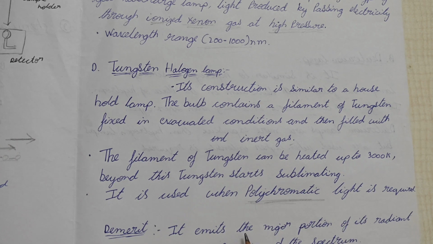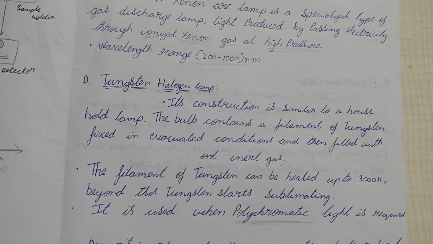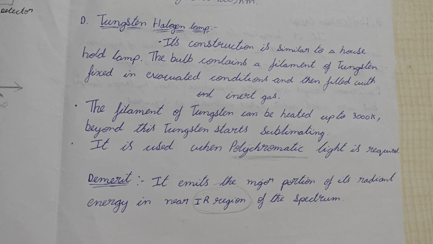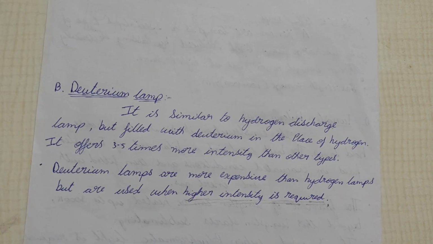Demerits: it emits the major portion of its radiant energy near IR region of the spectroscopy. The major demerit is that the light produced by the tungsten halogen lamp is at near IR region. That's why it is the demerit of this tungsten halogen lamp. Next, we are going through the filters or the monochromators.